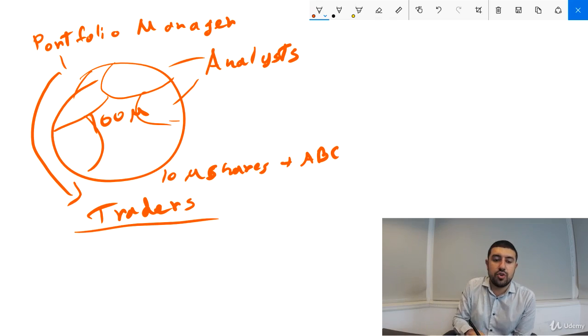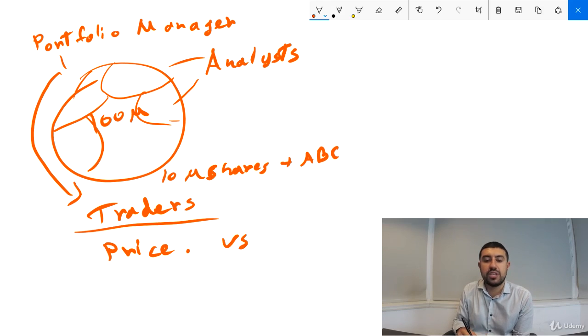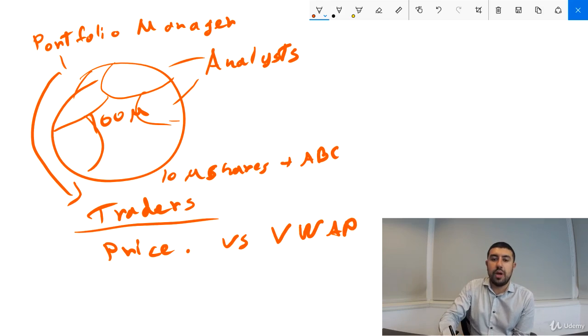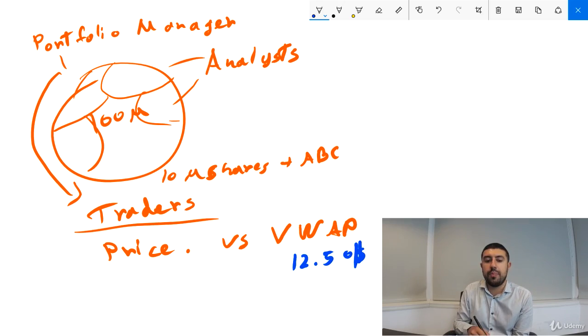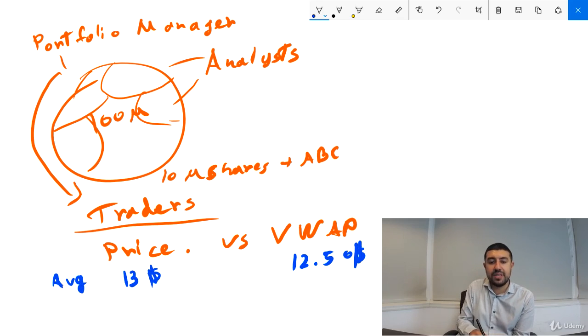So how do we decide if a trader did good or bad? We decide that by looking at the price that he was able to buy at versus the VWAP, right? So if the volume weighted average price of the stock is $12.50, that's on average where it traded, but your trader bought on average at $13, well, that's a bad price. If he bought 10 million shares on average at $13, while the volume weighted average price was $12.50, that means he didn't really get a good price.